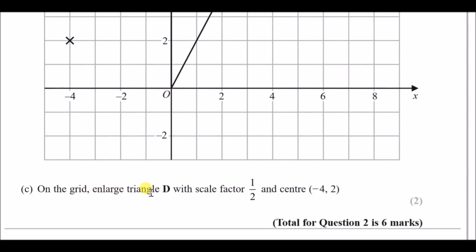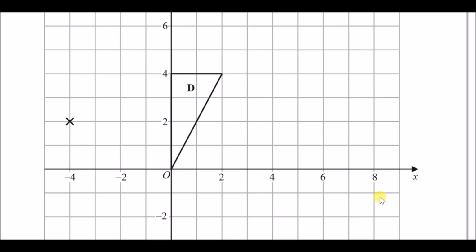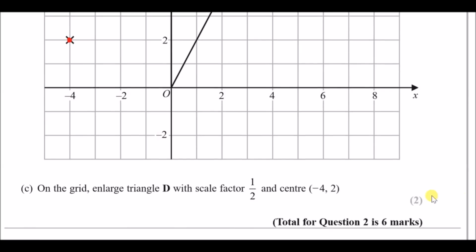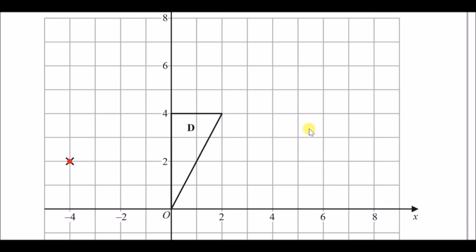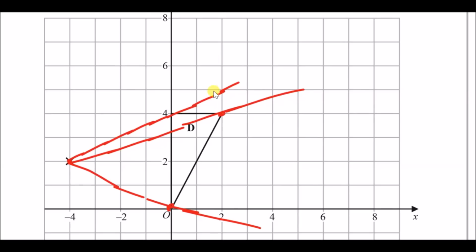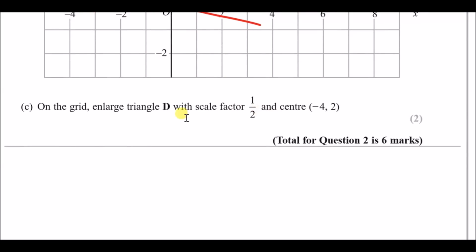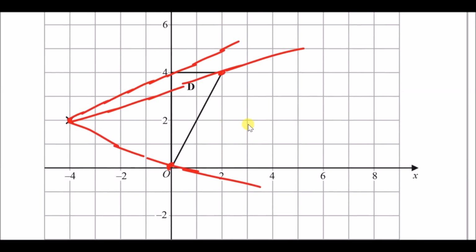On the grid, enlarge triangle D with a scale factor of half and center of -4, 2. So thankfully they gave us a center this time. Now to enlarge the shape, there's literally a nice trick here. So what you guys could do is literally start from here and literally cut through every single point like that. And do the same for every corner. And then all you have to ask yourself is, okay, so it says enlarge with a scale factor of half. What that means is that you have to half the distance.